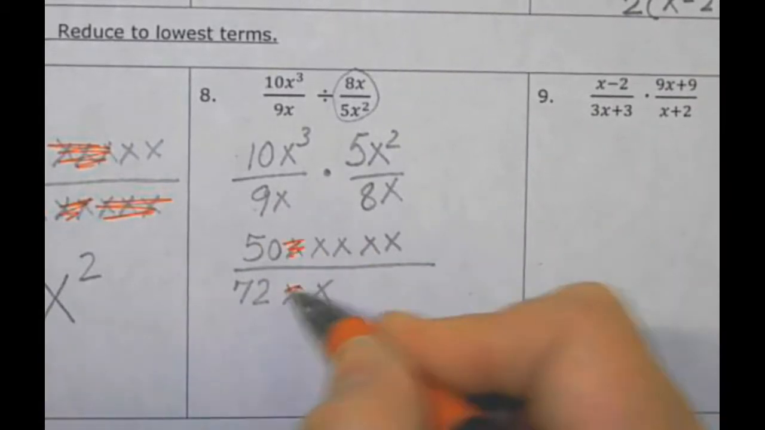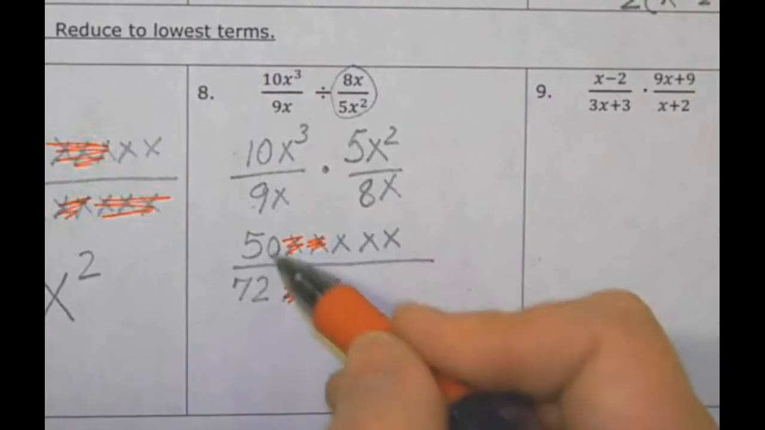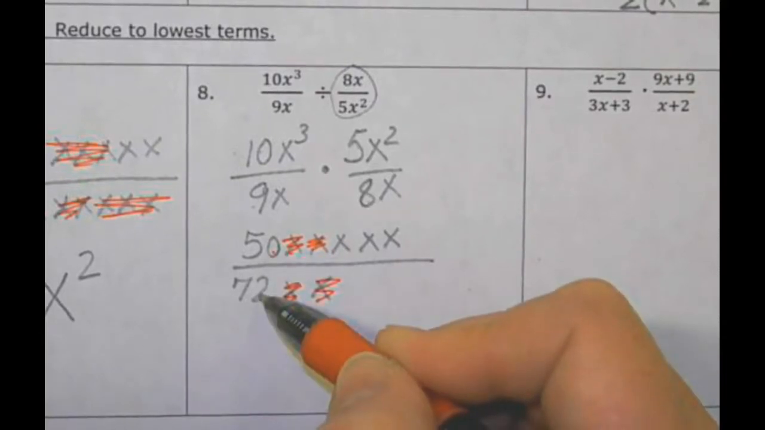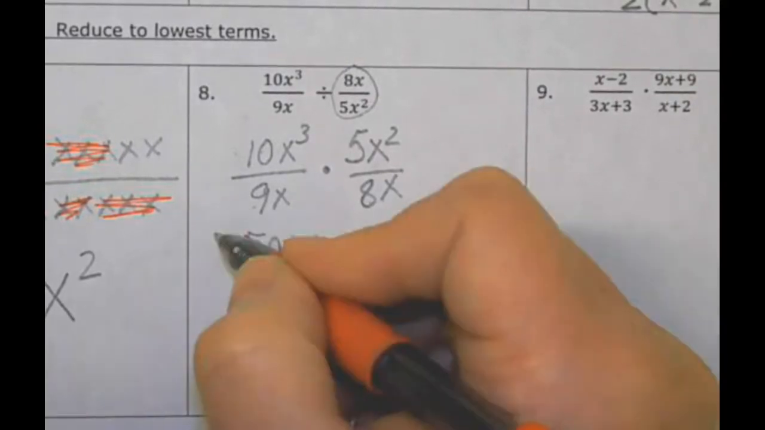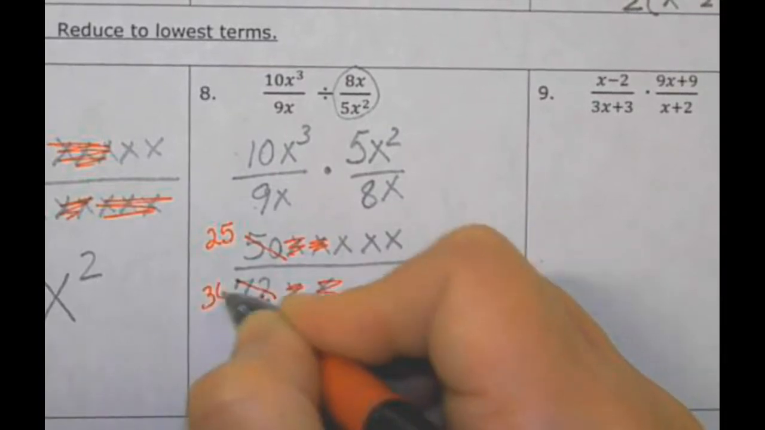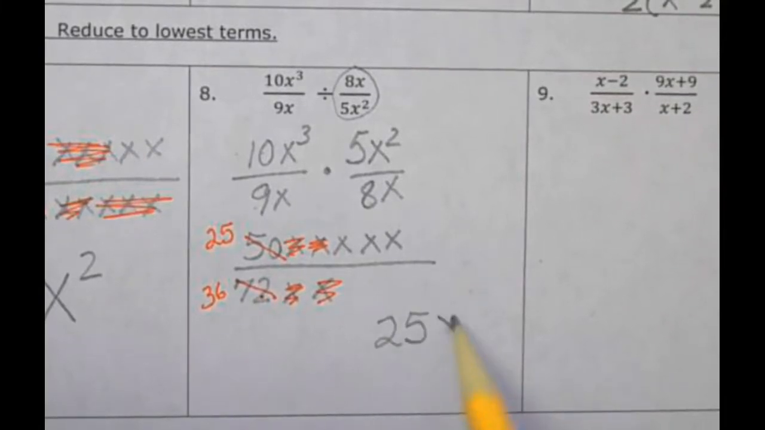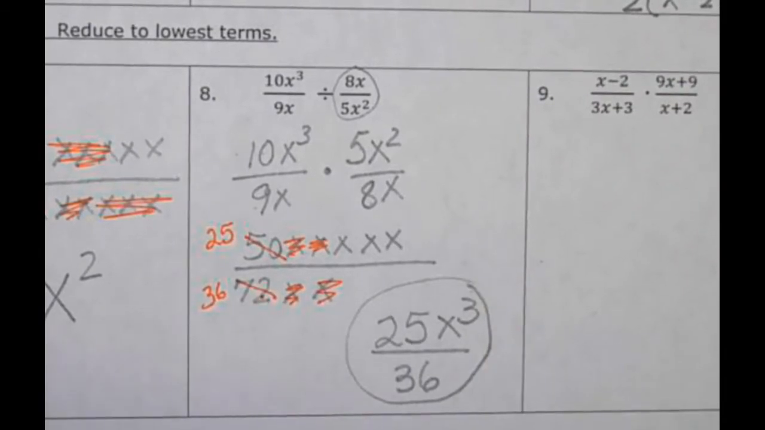This x cancels that x. This x cancels that x. These are both even numbers. They both divide by 2. That will be 25 when you divide it by 2. That will be 36 when you divide it by 2. So we have 25x to the third power over 36 as the final answer.